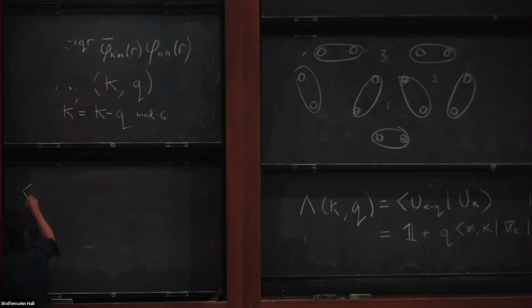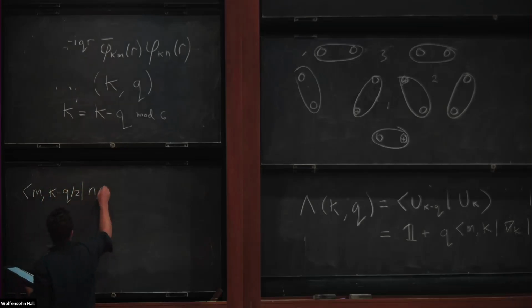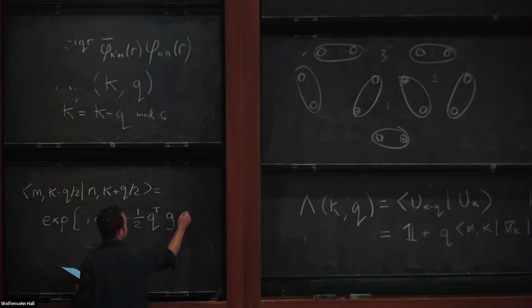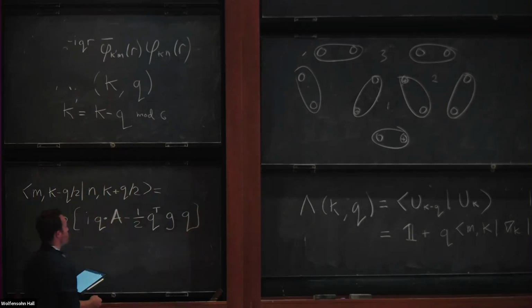I won't derive this, but you can show from the definition of the quantum metric that this form factor, between k minus Q over 2 and k plus Q over 2, if I write this as an exponential of a matrix, is exactly iQ dot the non-abelian Berry connection minus one half Q, a quadratic form, G, Q, plus order Q cubed.